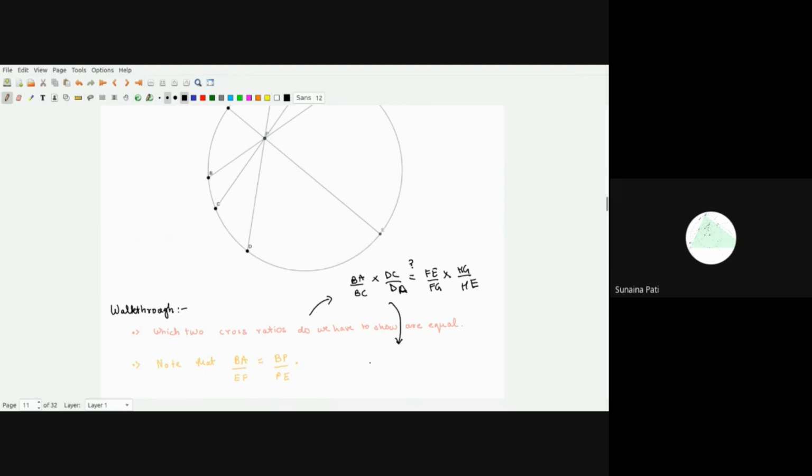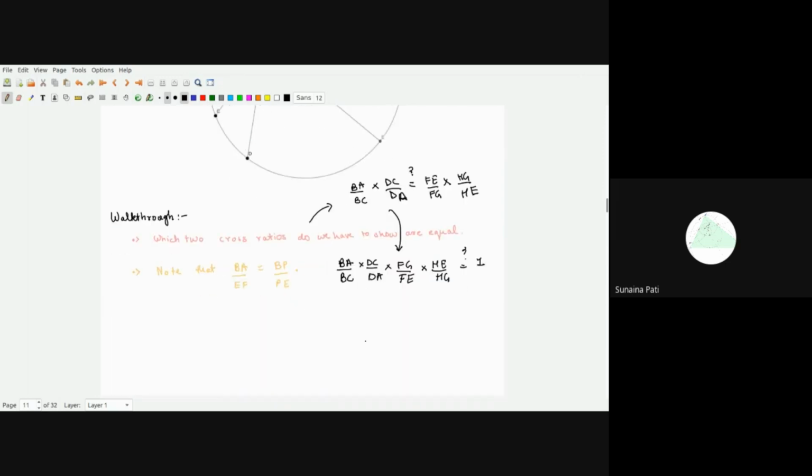When I take this to the left hand side, I get BA by BC into DC by DA into FG by FE into HE by HG. And you have to show this is equal to 1. And think about it. We got BA by FE.